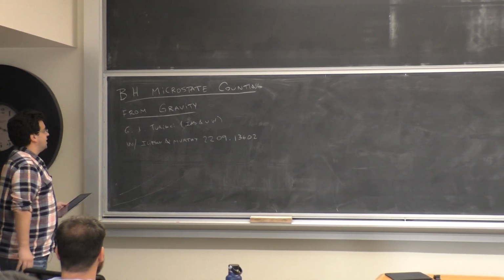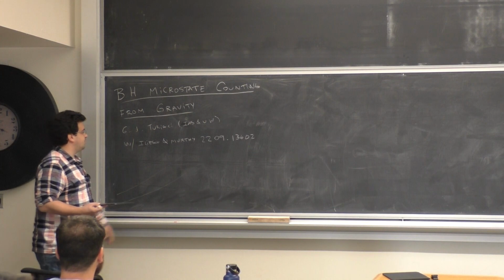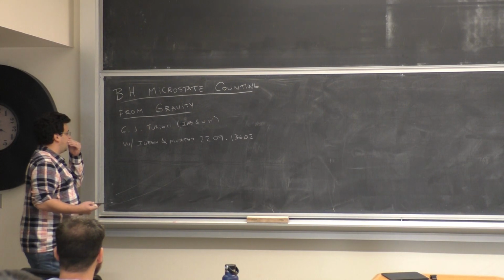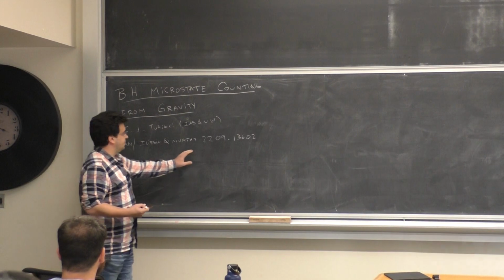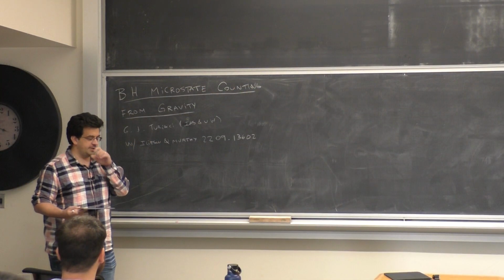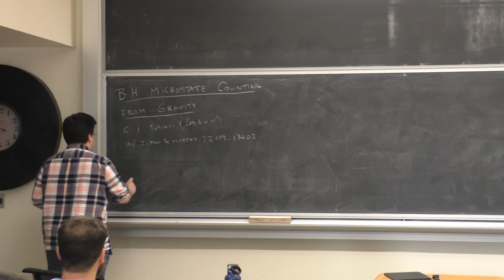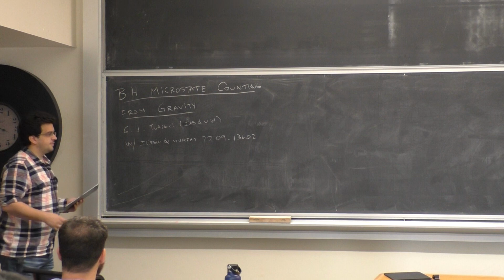So yeah, I'm going to be talking about the recent paper we wrote with Luca and Iliesu and Samir Murthy. We wrote two papers, but I'm going to focus on this one, which is the one related to how to count black hole states from the gravitational path integral. Okay, let me start with some motivation.